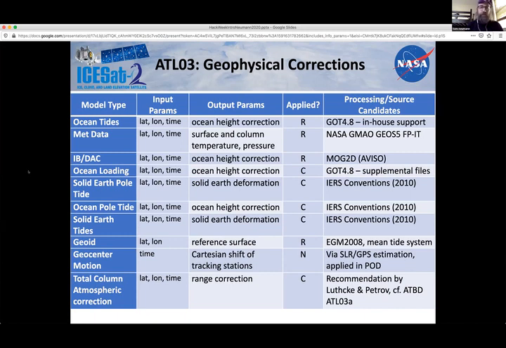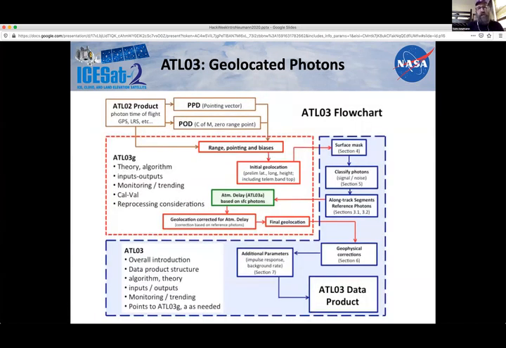On the next slide is the flow chart of how ATL03 gets generated. And I won't belabor all of this. You can refer to it at any time you like. Suffice to say, in the upper left, we have photon times of flight, the precision pointing determination of each of those ATLAS vectors, precision orbit determination of where we are in the orbit, and those get combined together to do an initial geolocation, followed by a photon classification of what's signal versus noise, and then flowing to a final geolocation that then ends up on the ATL03 data product.